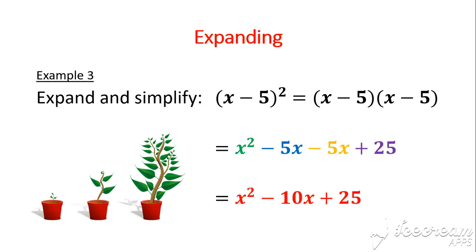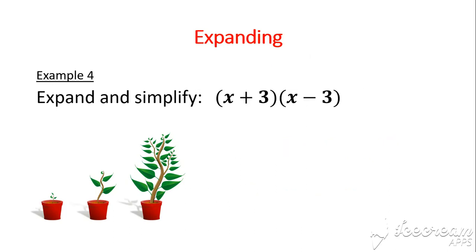When we simplify it, the minus 5x in the middle with the other minus 5x makes minus 10x. So we're left with x squared minus 10x plus 25. Now this function, try and get your head around the name, is called a perfect square.